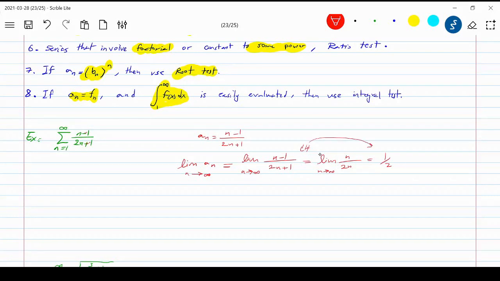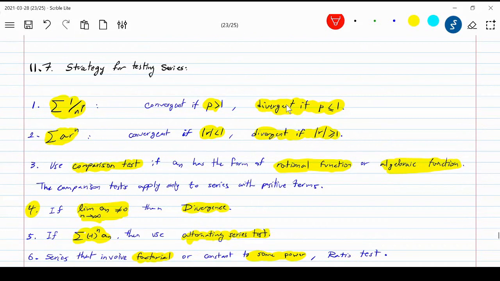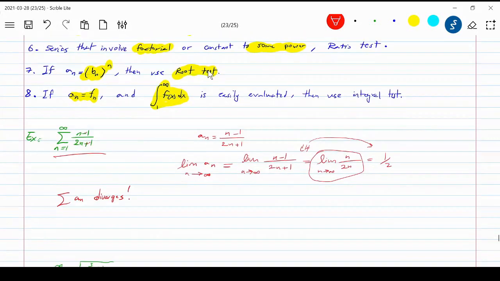You don't really need to write this step down. This is just to show you the idea of how to try this. Okay, so if the limit is 1/2, then I can say the series diverges. So maybe I should say the summation of an diverges. In this case, I didn't really start from number 1, I started from number 4, because it was required to find out if the limit approaches 0 or not.